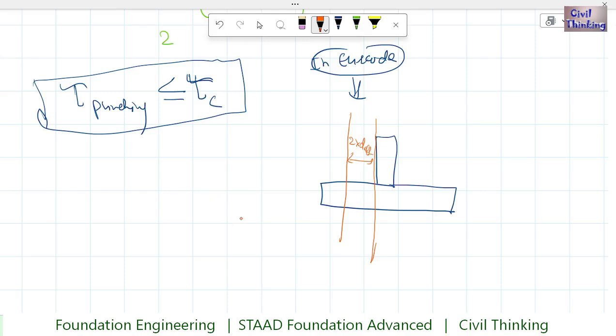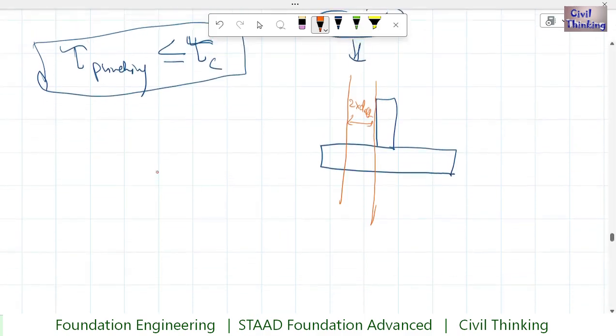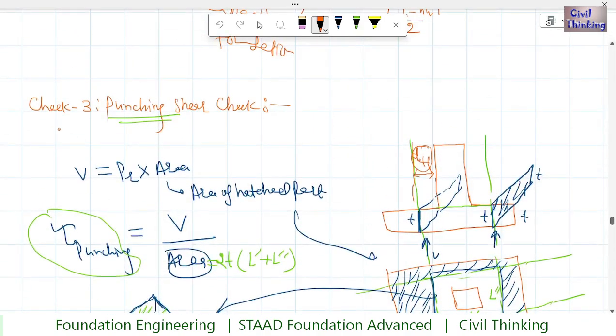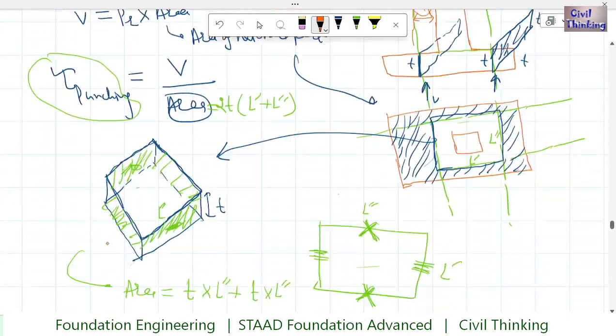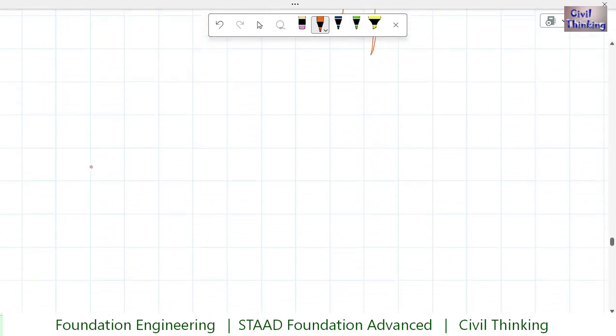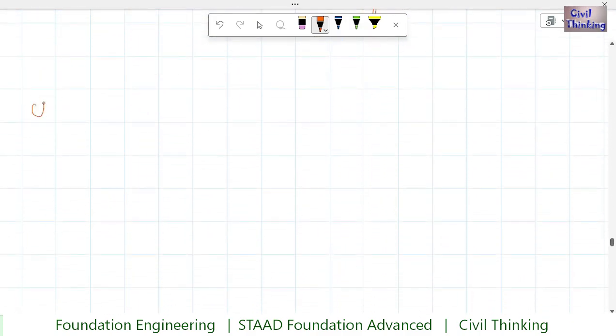So let us move on to another check. So what do we have? This was check 3, punching shear test. Now let's write check 4, and this is about the development length. We do this check to avoid the loss of bond.